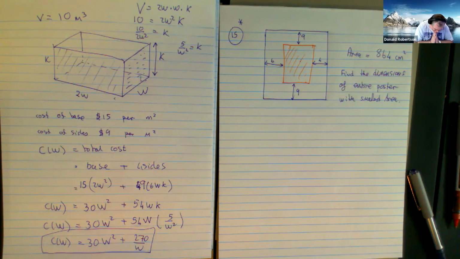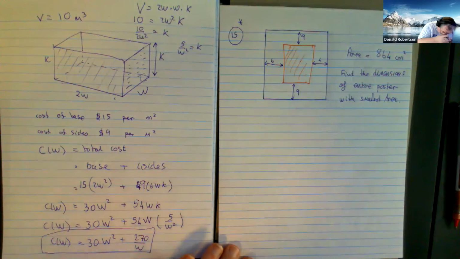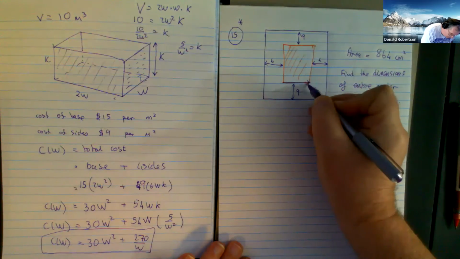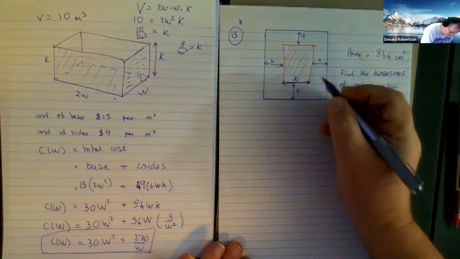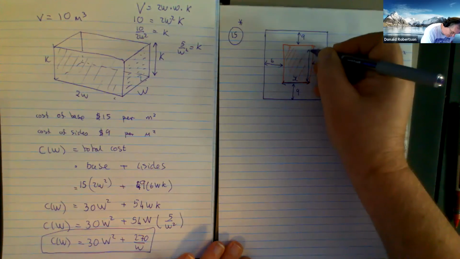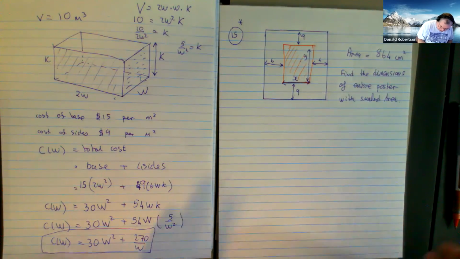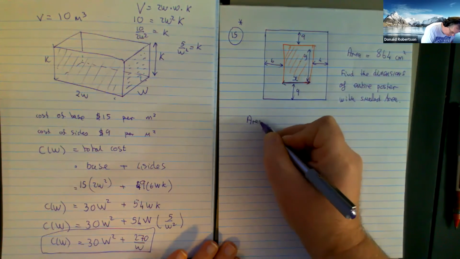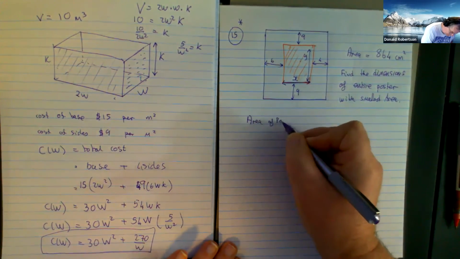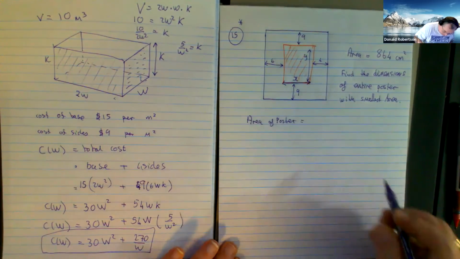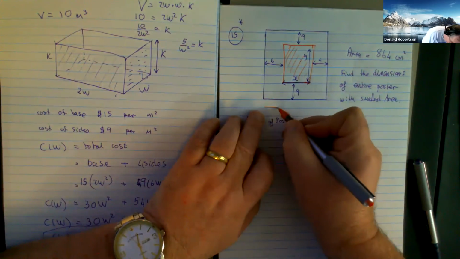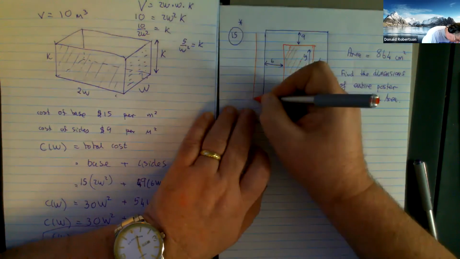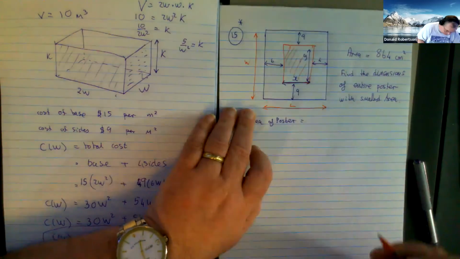Well, I've got to start somewhere, so I'm going to start by finding out that guy there, and I'm going to call it X, and I'm going to call this guy Y. Now, the guy that we are looking for is the area of the entire poster. The poster is made up of its length times its width, okay?